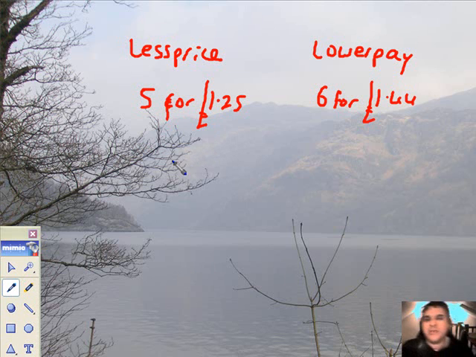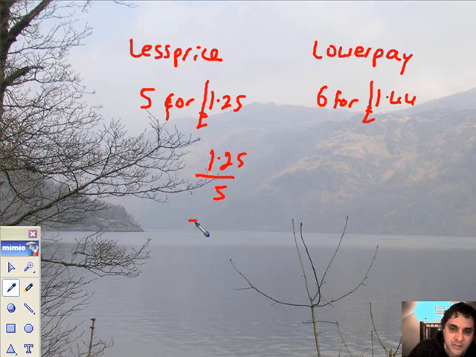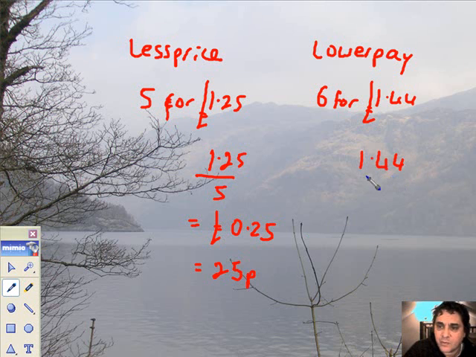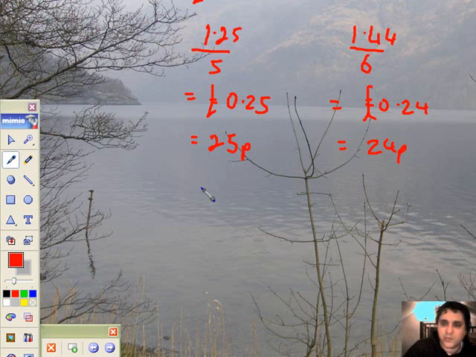Well, let's find the price per pen. So we're using the unitary method. So we're going to take £1.25, share it amongst the 5 pens there, get a price. So 1.25 divided by 5. Each pen costs 0.25 of a pound. In other words, 25p. Next one, we're going to share out £1.44 amongst the pack of 6. So here we go, 1.44 divided by 6, that gives me 0.24 of a pound, otherwise known as 24 pence. Well, that's all the working, and now we just go for a conclusion.